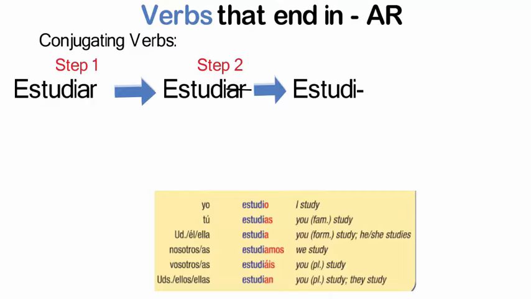Similarly, you would follow these same 3 steps for the verb caminar. Start with the verb caminar. Take off the AR ending and add the appropriate verb ending according to the subject you are referring to. Similarly, with the verb hablar, you take off the AR ending and add the appropriate verb ending according to the subject you are referring to.